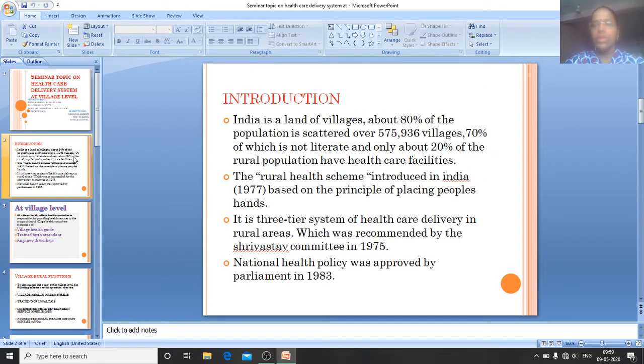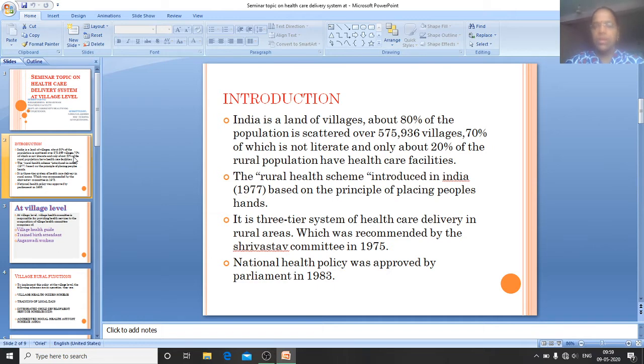Coming to the introduction, India is a land of villages. About 80% of the population is scattered over 575,936 villages. 70% of which is not literate, and only about 20% of the rural population have healthcare facilities. The Rural Health Scheme was introduced in India in 1977 based on the principle of placing the health of the people in their own hands.